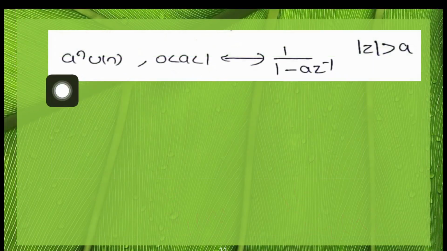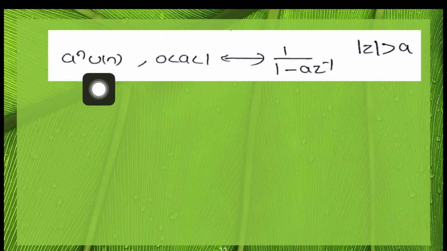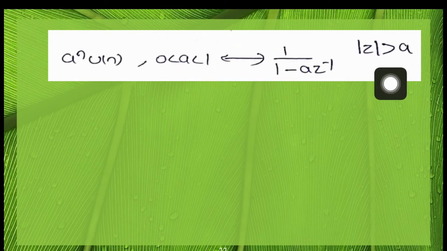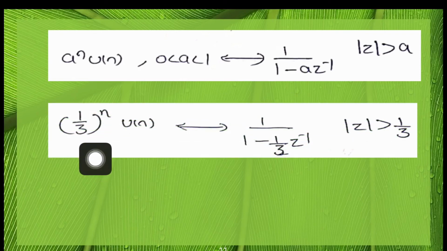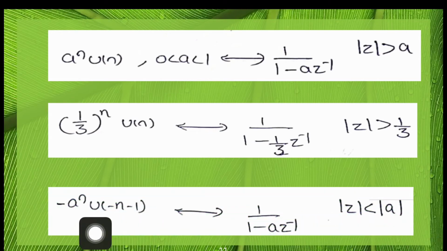Alright, the Z transform of unit step sequence a raised to n u of n with 0 less than a less than 1 is 1 by 1 minus a z raised to minus 1 with ROC mod z greater than a. Based on this, we can write Z transform of x1 of n, 1 by 3 whole raised to n u of n, as 1 by 1 minus 1 by 3 z raised to minus 1 with ROC mod z greater than 1 by 3. On the other hand, Z transform of minus a raised to n u of minus n minus 1 is 1 by 1 minus a z raised to minus 1 with ROC mod z less than mod a.